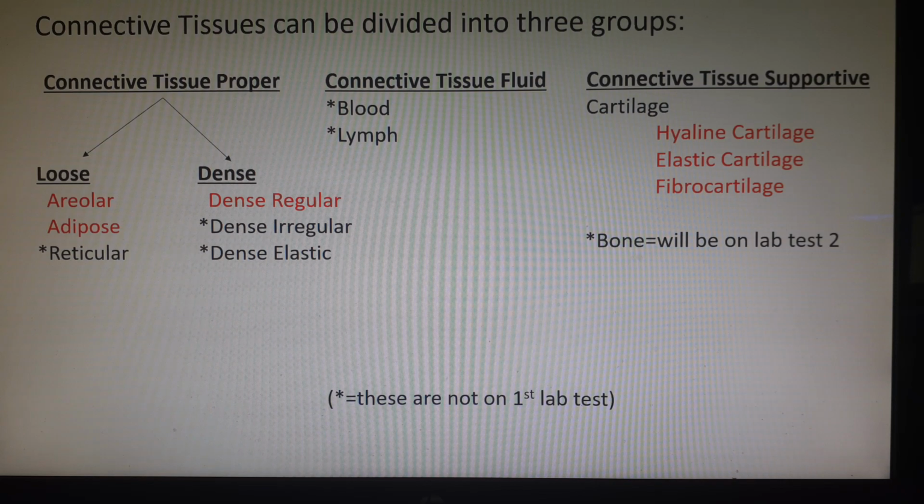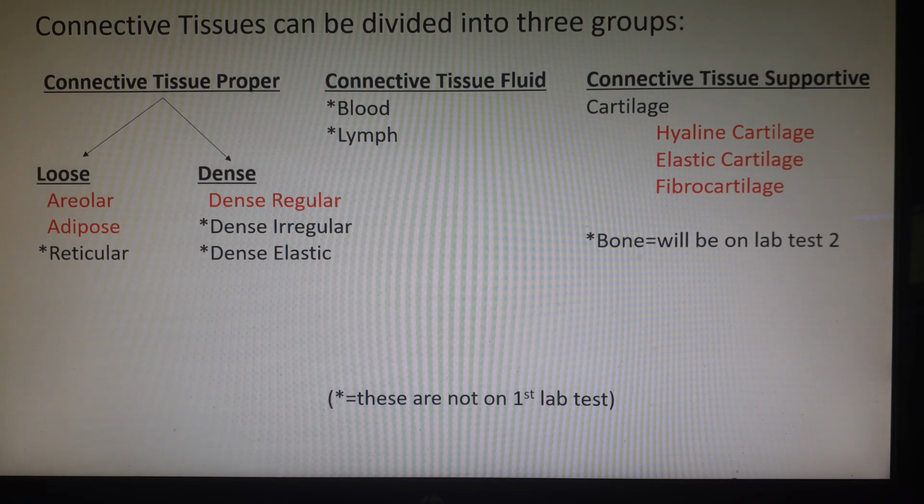Dense irregular means we stick our collagen fibers in all possible directions at once when we need strength in all directions. And someplace we would have dense irregular connective tissue would be under our skin in our dermis, because your skin has to stretch every direction. Okay? Now you do not have to identify dense irregular on the lab test.